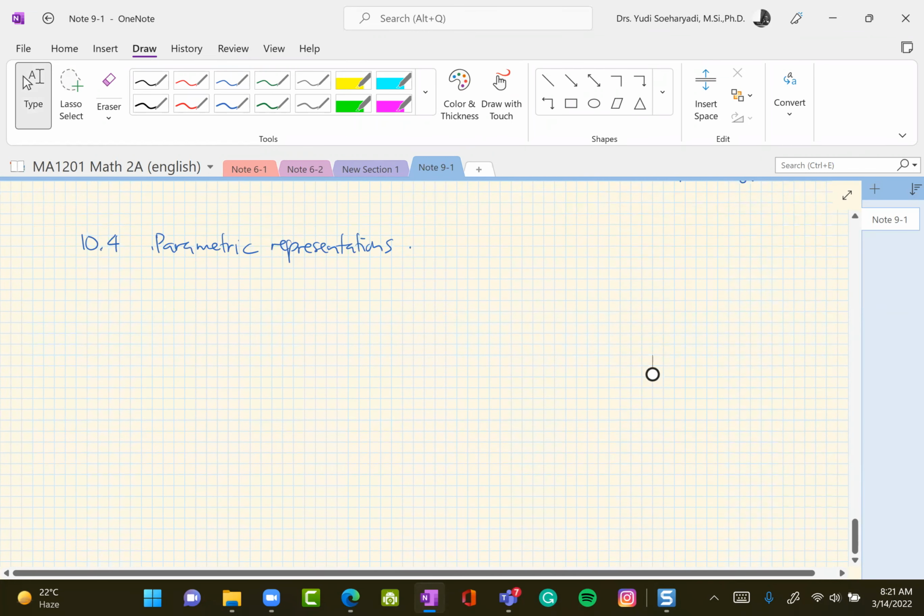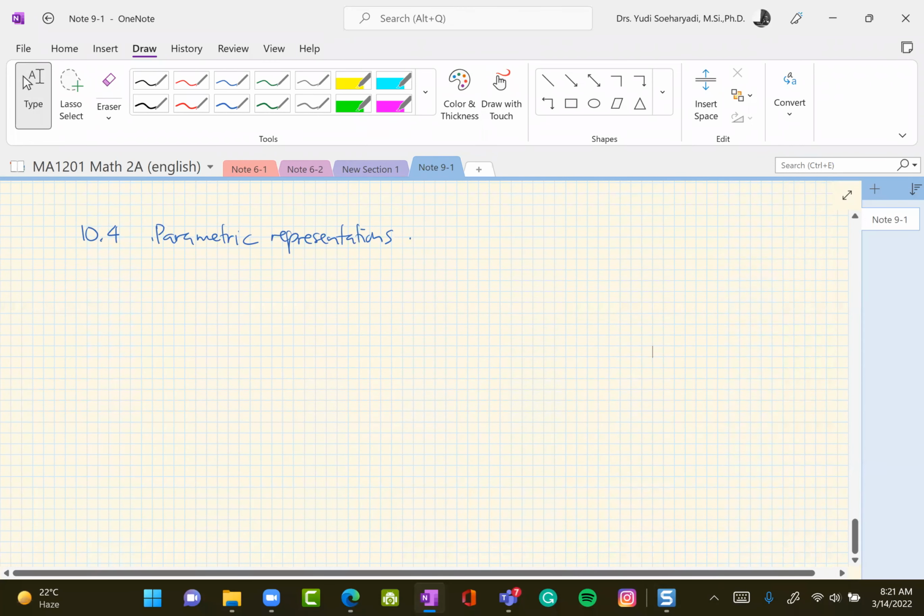Now, if we try to represent a curve by a graph of functions, it is very limited. What do I mean by graph of functions? This one.